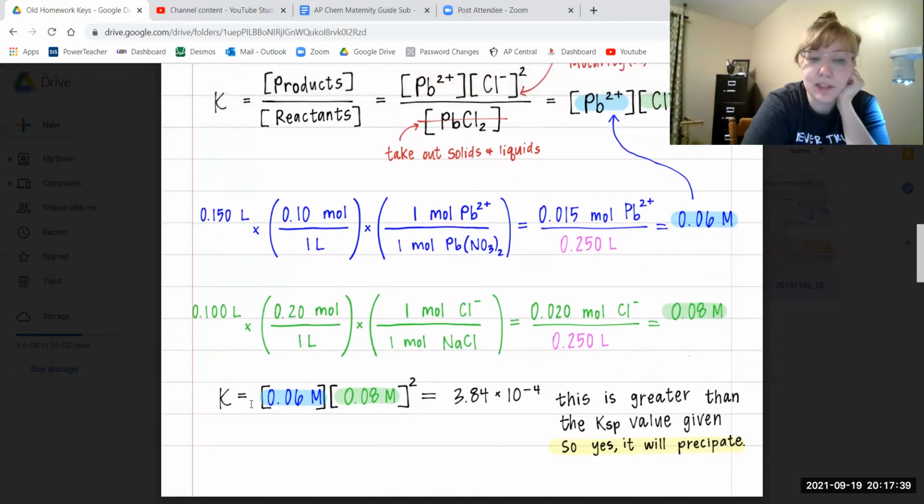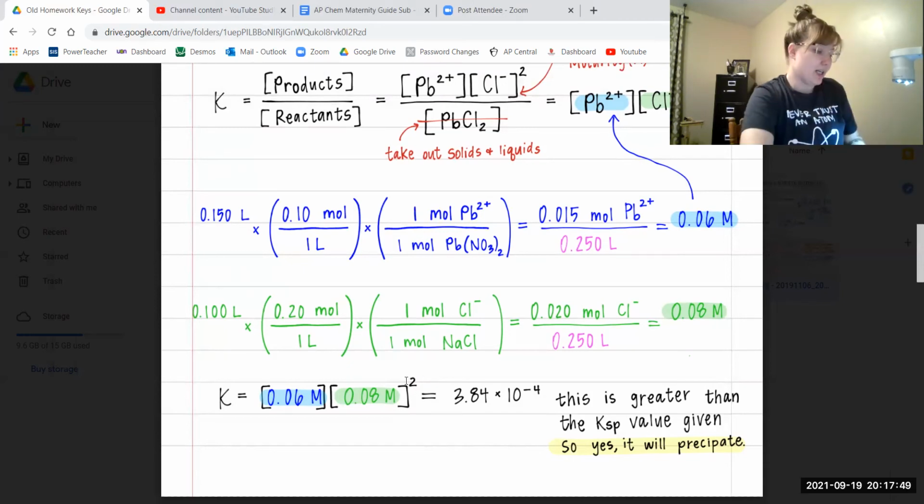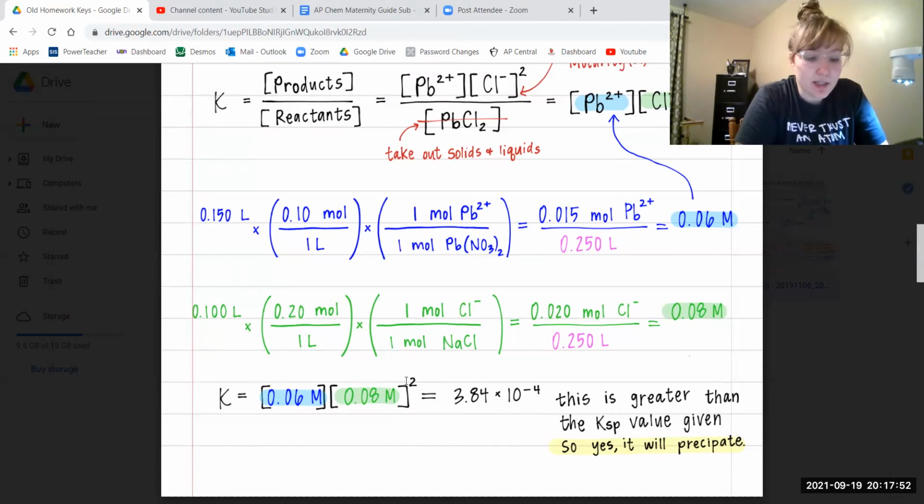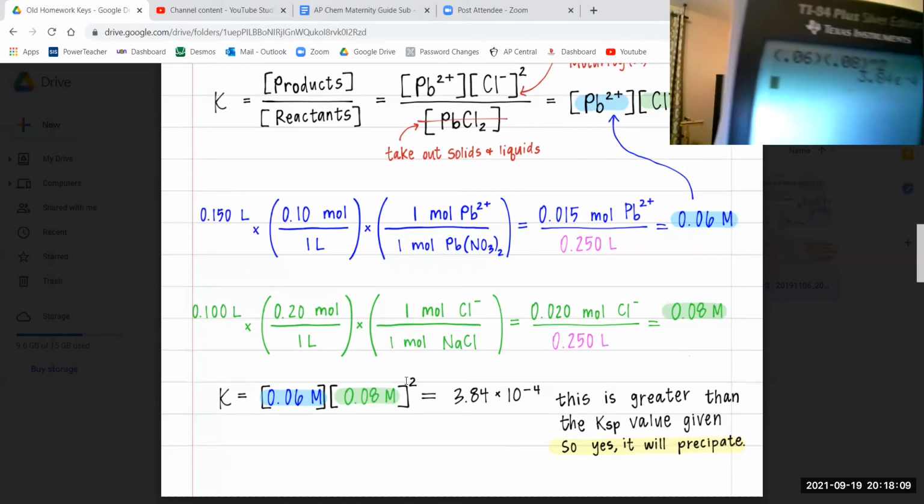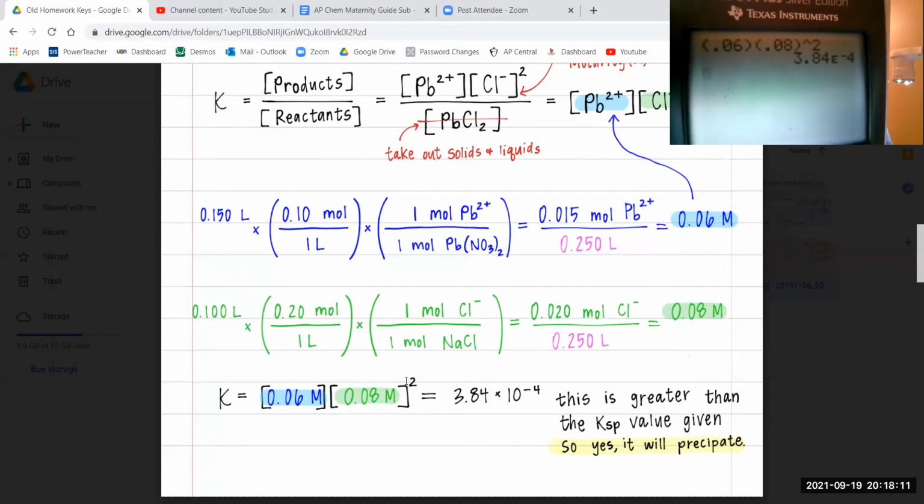K equals 0.06 molarity times 0.08 molarity. Don't forget the squared. And let me double check that I did this right on my answer key, because sometimes I don't. 0.06 times 0.08 squared equals 3.84 times 10 to the negative 4, which is what I have there.